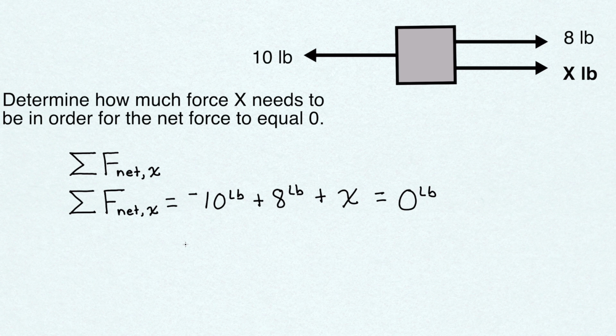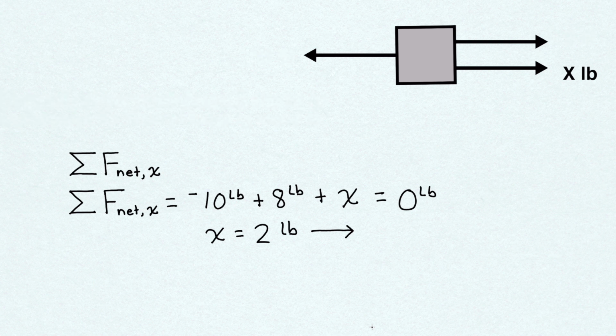It asks for x when the net force is equal to 0. So x equals 2 pounds. So in order for the box not to move, x would have to be 2 pounds of force in this direction in order to make this scenario be at a standstill.